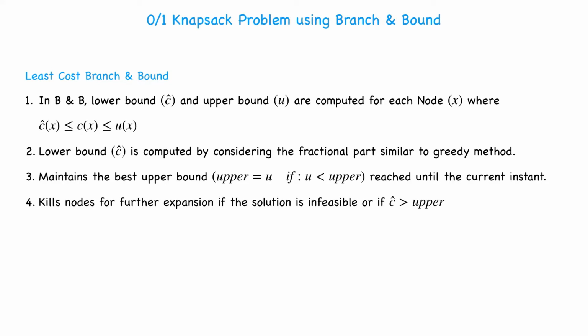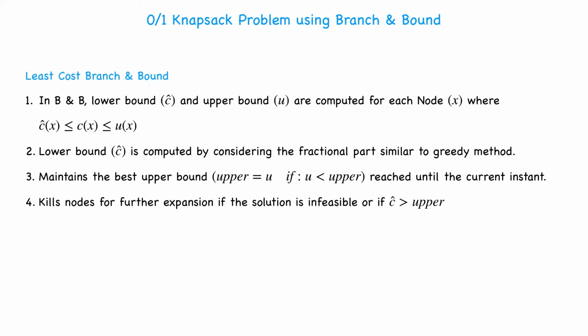The other important thing is that we don't want a brute force search. We don't want to search all the possible paths. We kill the nodes wherever we find that expanding a particular node is useless. How do we come to know a particular node expansion is useless?